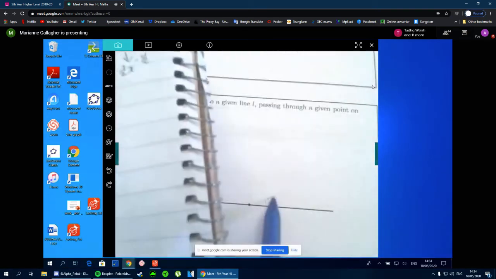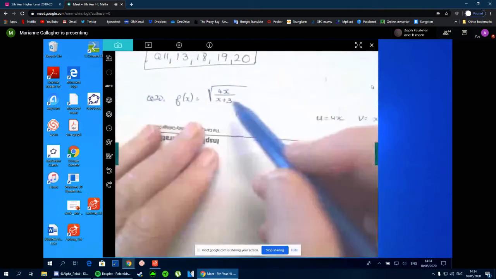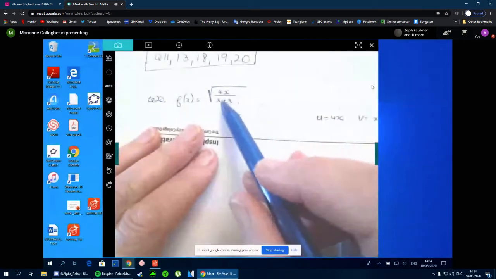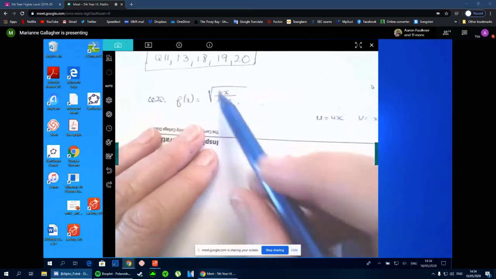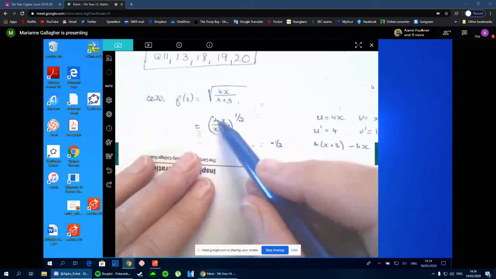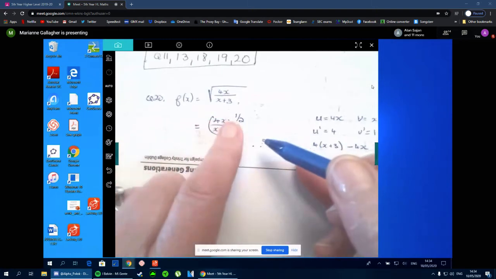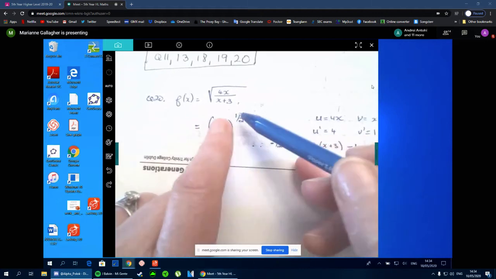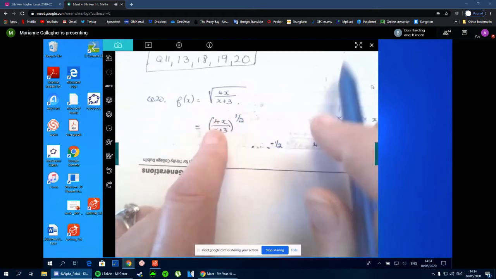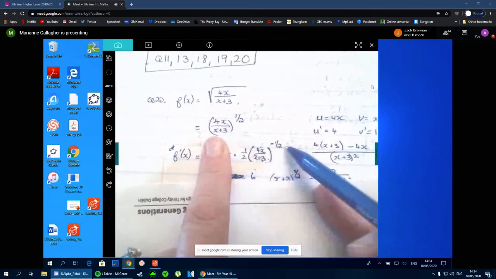Okay, and then question 20, I'll do that over here. So 20 is root of 4x over x plus 3. First of all, get rid of the square root. So you write that as 4x over x plus 3 to the power of 1/2. Now for the chain rule, I would differentiate this bit in the brackets, and then I would have 1/2 the brackets to the minus 1/2. So the 1/2 the brackets to the minus 1/2 is fine. I can just do that straight away.